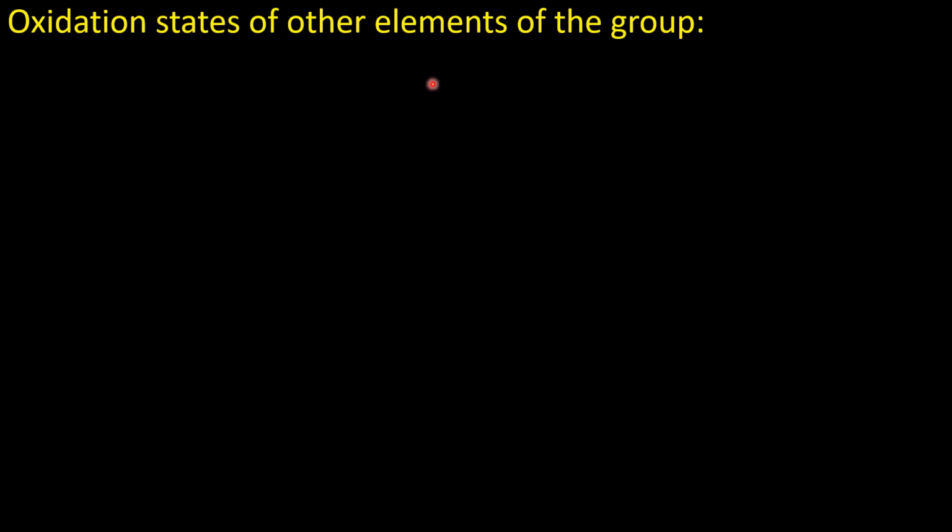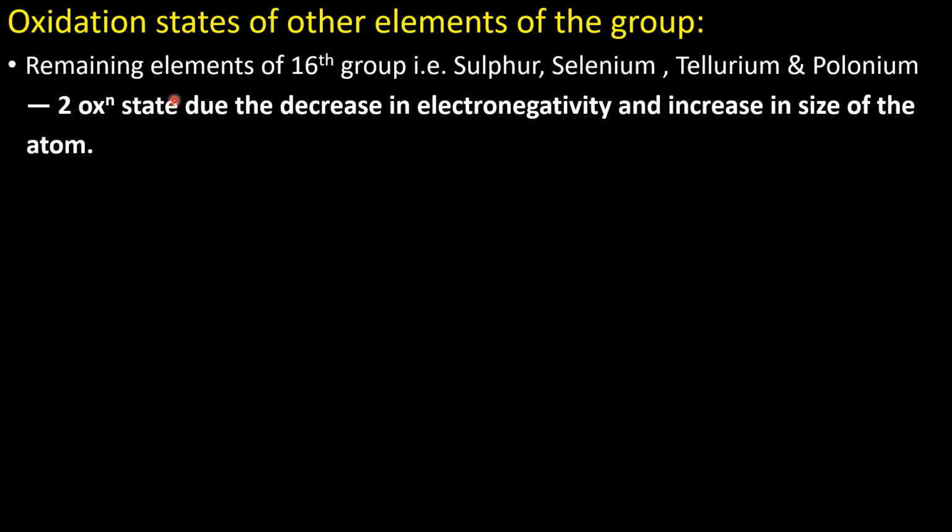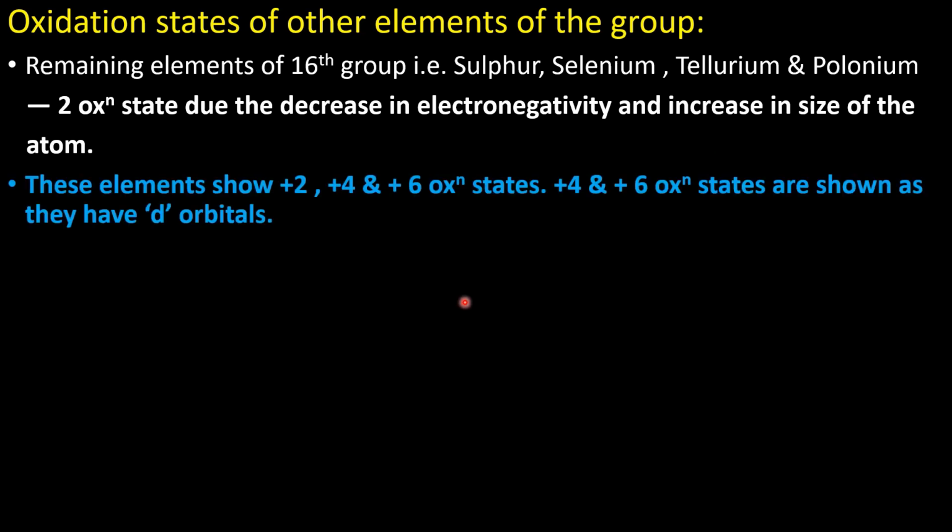Oxidation states of other elements in the group. The remaining elements of group 16, that is sulfur, selenium, tellurium, polonium, also show -2 oxidation state. And of course, the tendency to gain -2 oxidation state decreases down the group, and this is due to the decrease in electronegativity and increase in size of the atom.